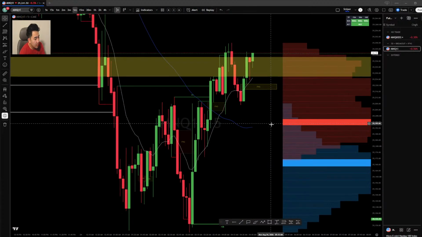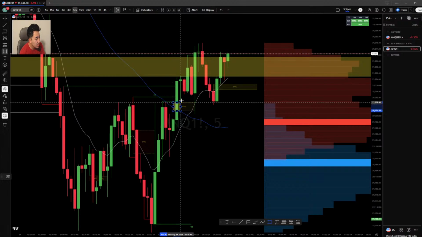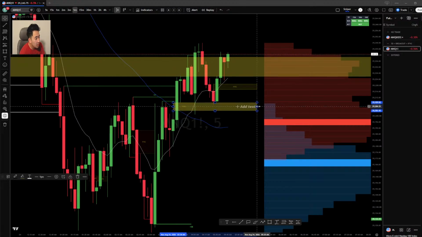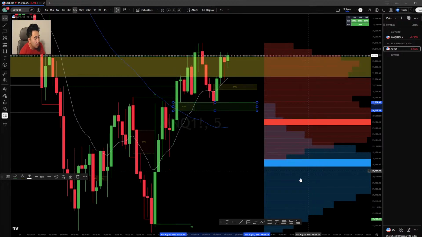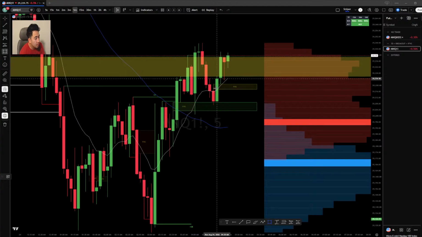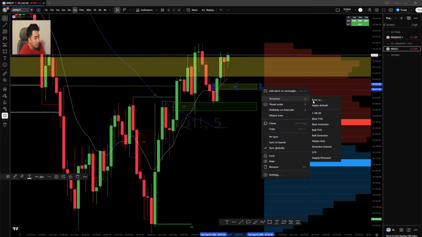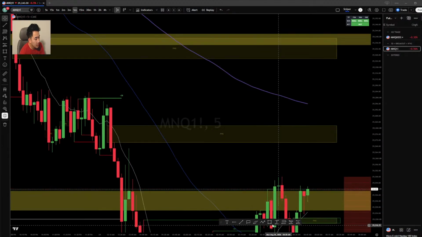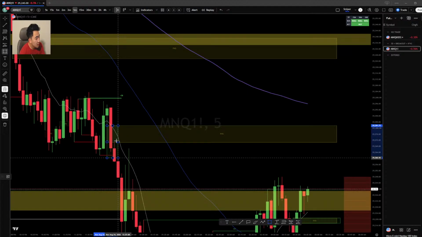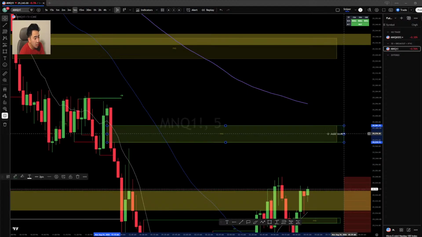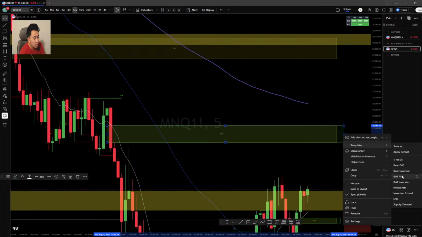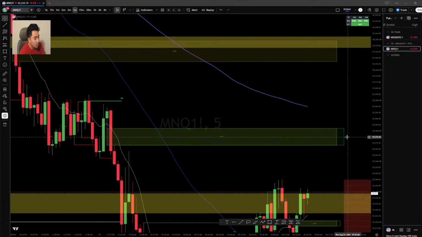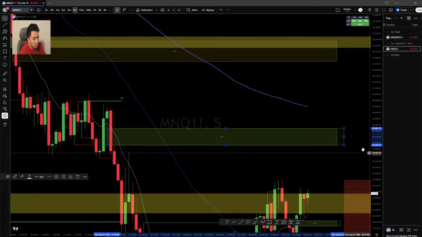Let's go on our 5-minute time frame. Let's mark out these 5-minute gaps. Doesn't look like we have much here. So bearish.